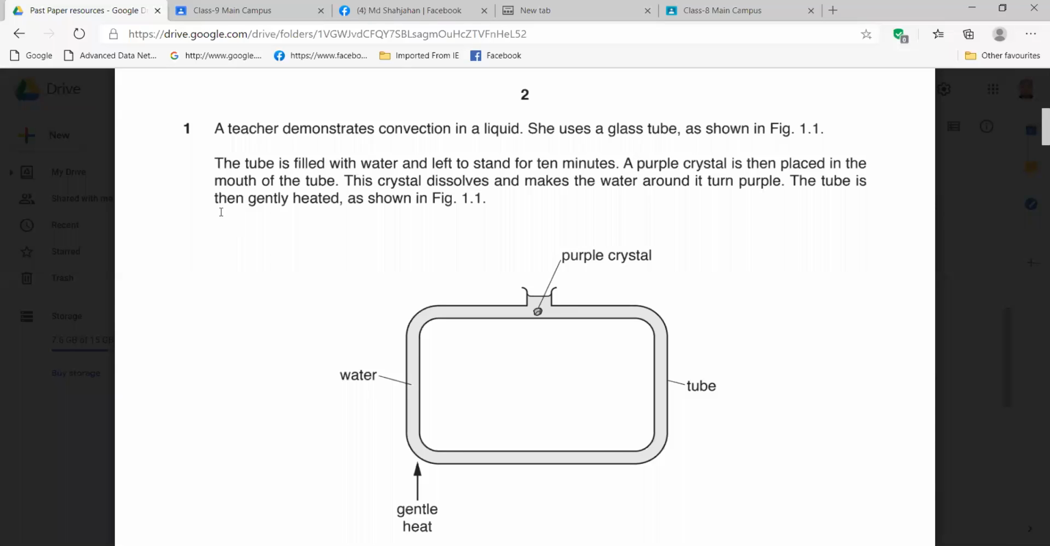A teacher demonstrates convection in a liquid. She uses a glass tube as shown in figure 1.1. The tube is filled with water and left to stand for 10 minutes. A purple crystal is then placed in the mouth of the tube. The crystal dissolves and makes the water around it turn purple. The tube is then gently heated as shown in Fig 1.1.